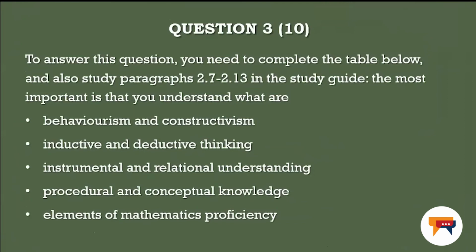We are going over to question 3. Question 3 counts for 10 marks. To answer this question, you need to complete the table below and also study paragraphs 2.7 to 2.13 in your study guide. Most important here is that you understand what are behaviorism and constructivism, the one that we have just covered, that you understand what is inductive and deductive reasoning or thinking. We will do that in a minute. And that you understand what is instrumental and relational understanding. And also what is procedural and conceptual knowledge and elements of mathematics proficiency.